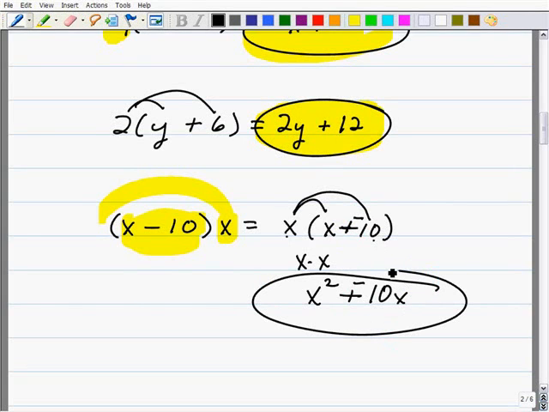Once you feel very comfortable with the problems here, move on to the next example set, because I want to take a look at some other cases. All right, good luck.